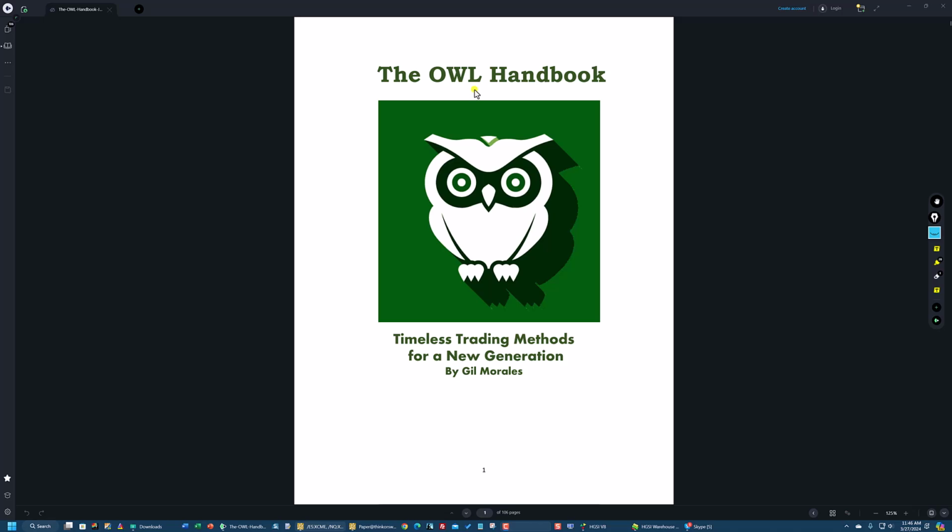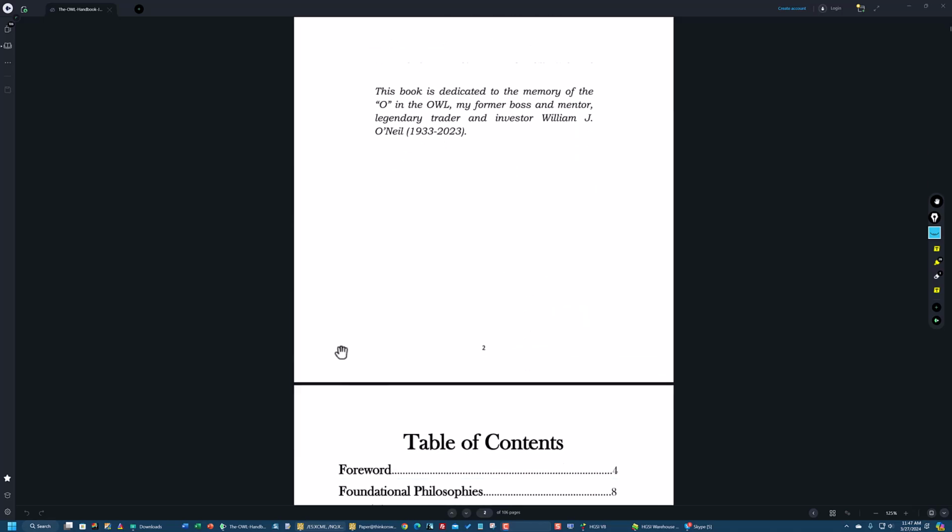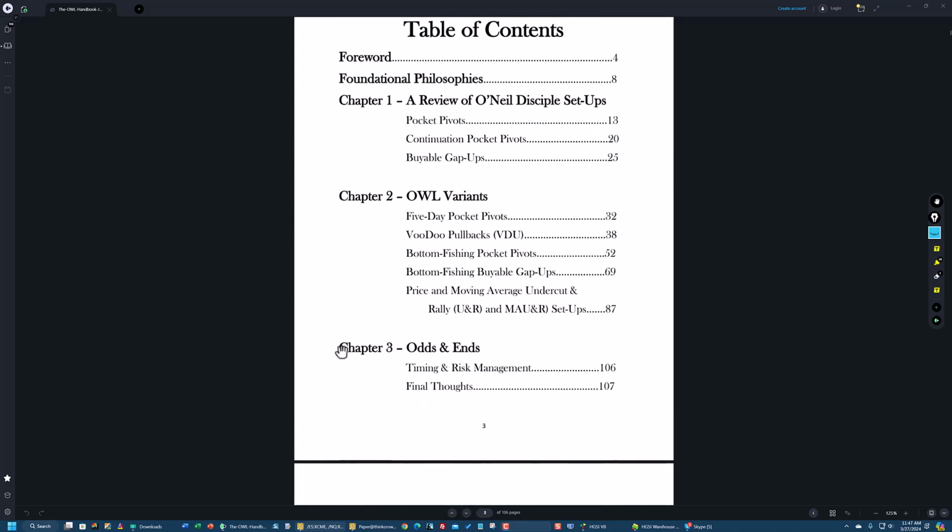And these traders were all tape readers essentially, and they watched the action of the market to determine what they thought a stock was doing or was going to do. So Gil's strategies are built around these, and he put them in this handbook for his subscribers called the OWL Handbook. Now I'm going to scroll down here and show you the table of contents.